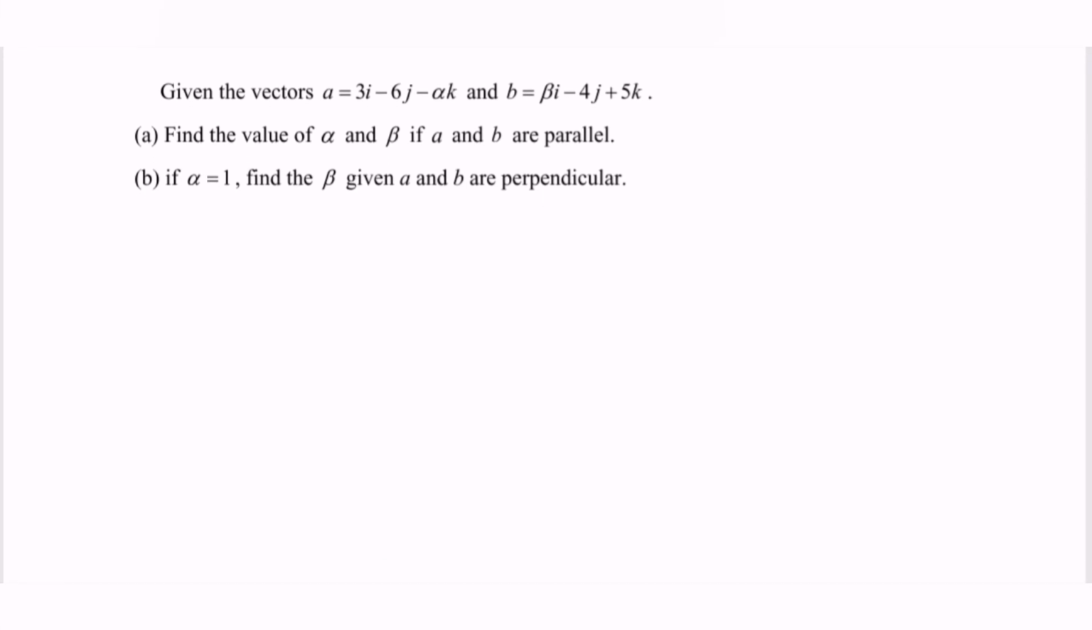Next, where we have another question for vectors. Given the vector A, which is equal to 3i minus 6j minus alpha k, and the vector B, where we have beta i minus 4j plus 5k. Find the value of alpha and beta if A and B are parallel. So kindly refer to the condition: A cross B equals 0, and A and B are parallel to each other.